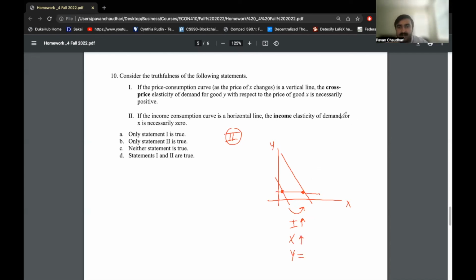It's asking about the income elasticity of demand for good X, right? So we want to find dx/dI. This is going to tell us the same thing as the sign of the income elasticity. Again, the underlying derivative is going to tell you the sign. Here we know income goes up and X goes up according to this ICC. So what kind of derivative has this? This is a positive derivative. So it's not necessarily 0. It's actually going to be positive for sure. So this one is also false. So the answer here is C. Neither statement is true.